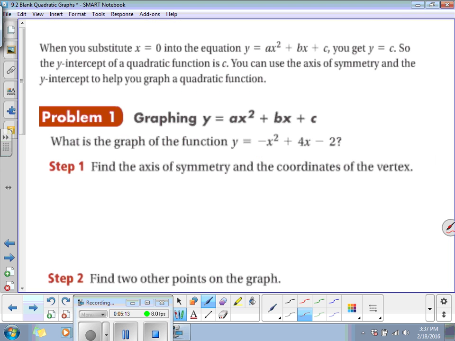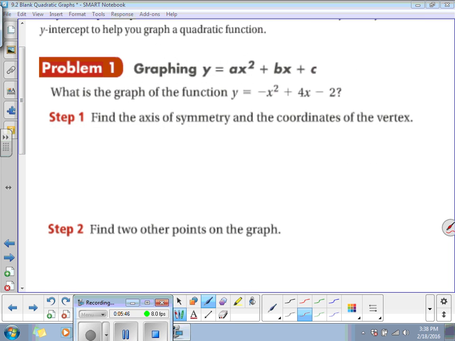So, problem 1 is graphing y is equal to ax squared plus bx plus c. When you substitute x equals 0 into an equation, y is equal to ax squared plus bx plus c, you get y equals c. When you substitute x into an equation as 0, you get the y-intercept.